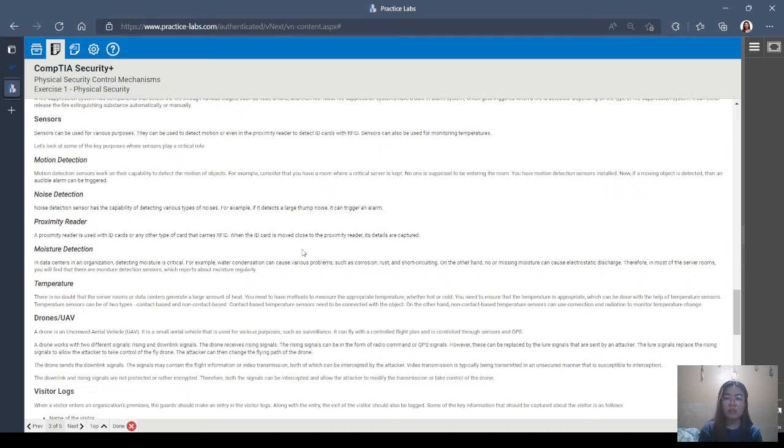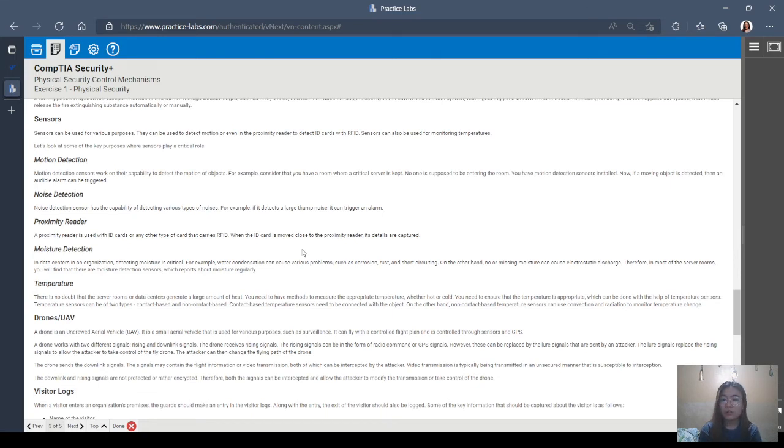Moisture detection. In an organization, detecting moisture is critical. For example, condensation can cause various problems such as corrosion, rust, or short circuiting. On the other hand, low or missing moisture can cause electrostatic discharge. Therefore, in most server rooms, you will find that there are moisture detection sensors which report on moisture regularly.